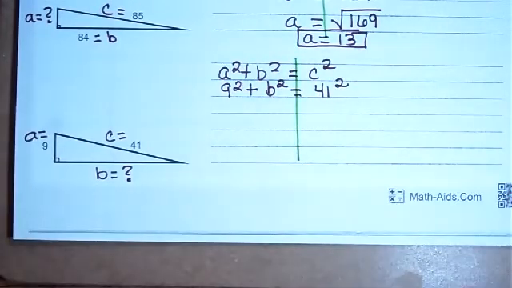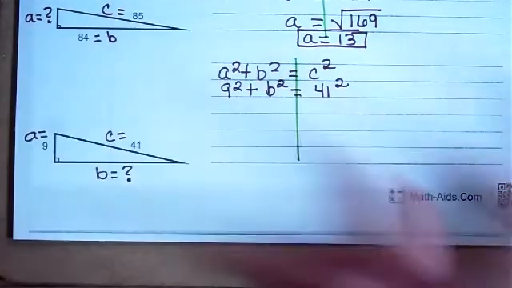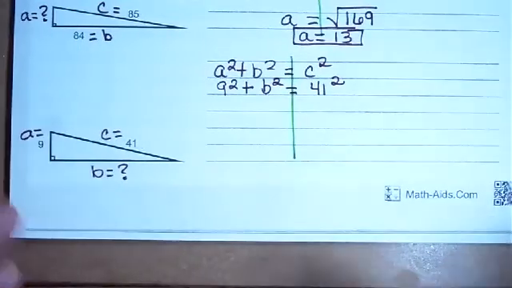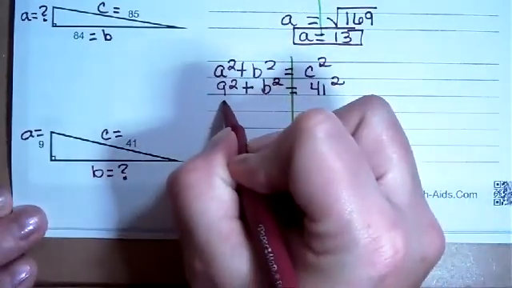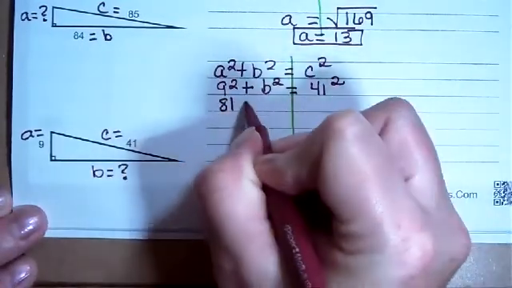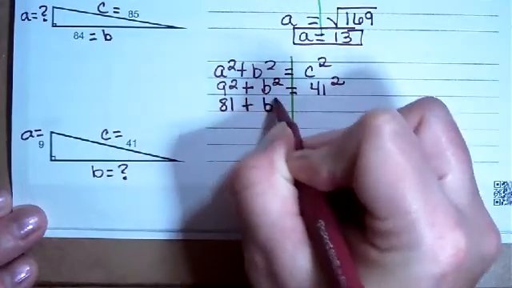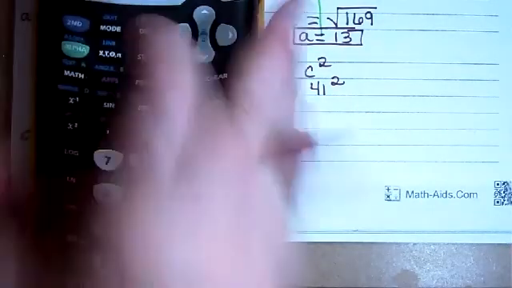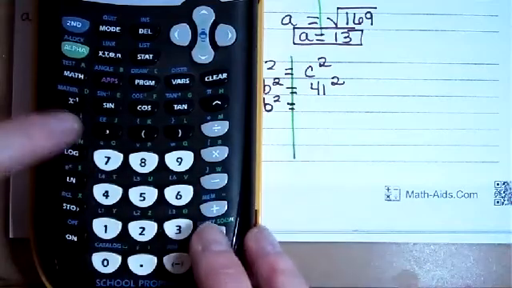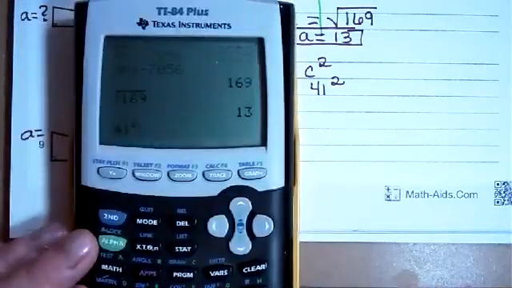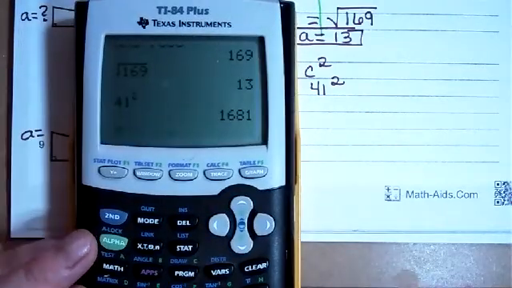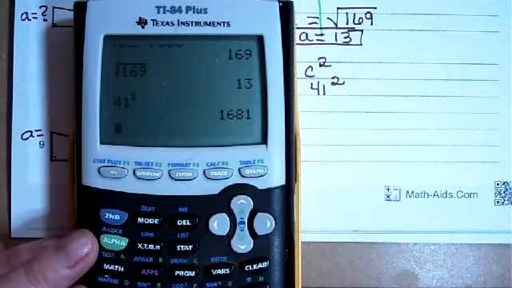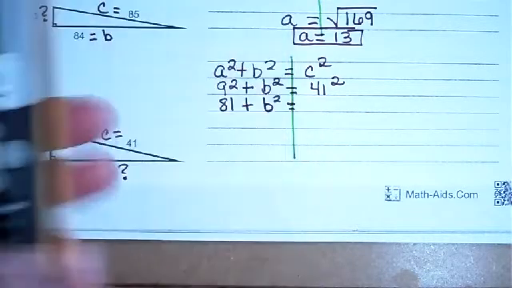Now, we know the next line is going to be simplifying my numbers. Well, I know what 9 squared is. 9 squared is 81. That's within our memorized multiplication facts. But I'm not sure about 41 squared, so I'm going to grab my calculator, and I'm going to do 41 squared. And that's going to give me 1,681. So let's write that down.